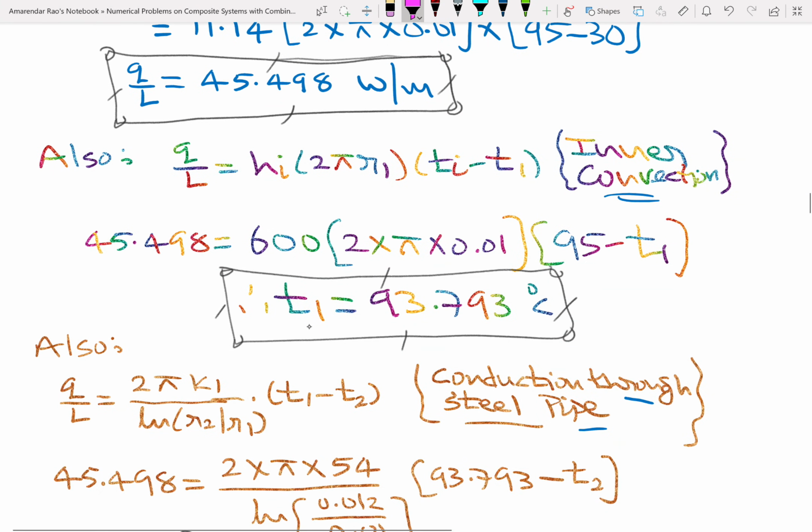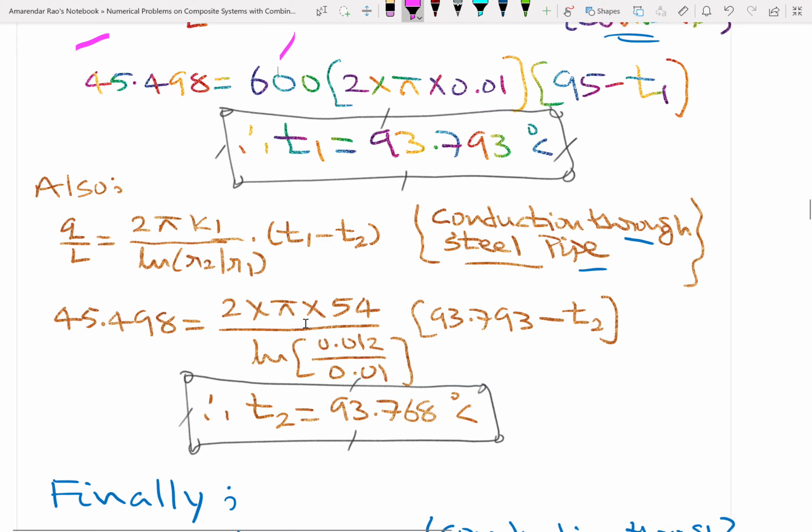Since we don't have resistances, we can go to the basics to calculate the surface temperatures. Q by L should be equal to inner convection. That is Hi 2 pi R1 (Ta minus T1). From this we can calculate T1, which is going to be 93.793 degrees centigrade. Since H is tremendous, 600, there is hardly any drop, just a drop of 1.6 something.